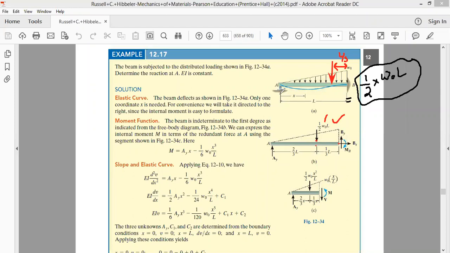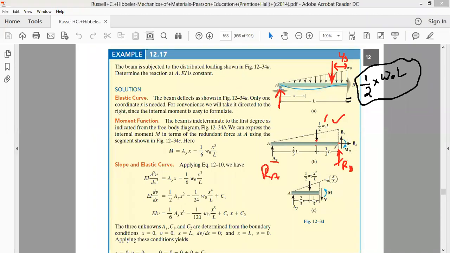Now, there will be a reaction at this end. Since this reaction is along the y-axis, it's AY. You can also call this RA, no problem. And at the fixed end, we will have a reaction that we will call RB, or what has been written here as BY. It's your choice. You can write this as RB or BY.